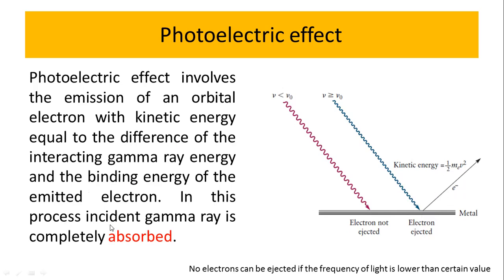So in this process, the incident gamma ray is completely absorbed. When the gamma rays are completely absorbed and have sufficient energy, the electrons are removed from the metal, and this process is called the photoelectric effect. So the gamma ray loses its energy to remove the electrons, and that is the loss of energy by the gamma ray through the photoelectric effect.